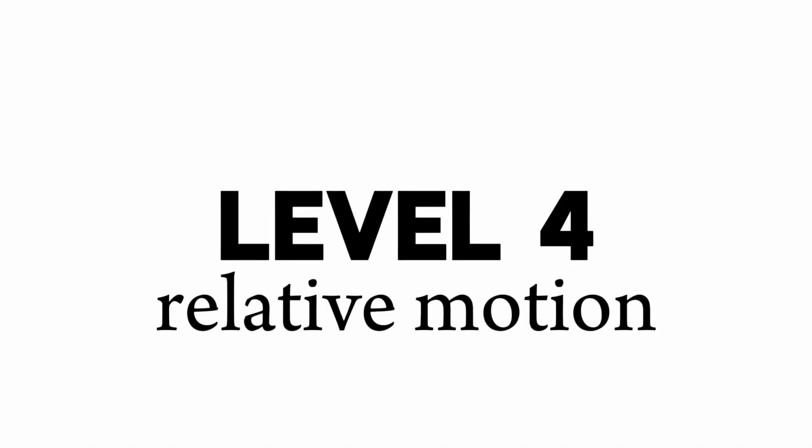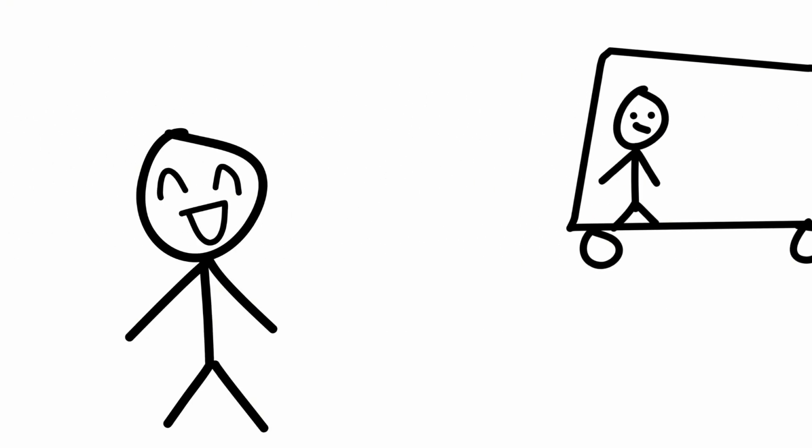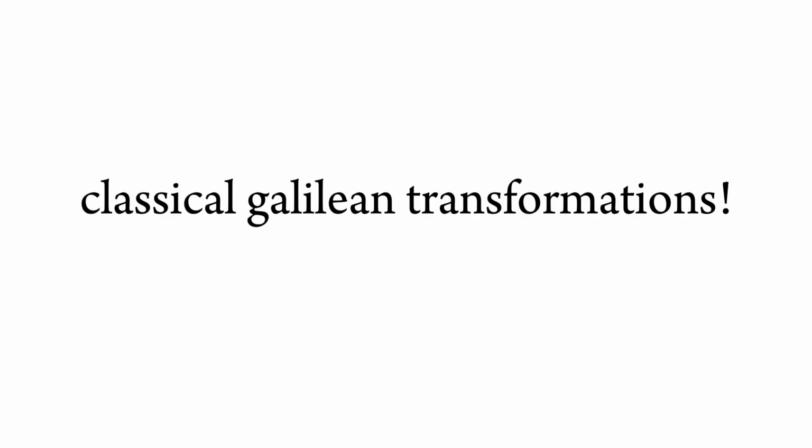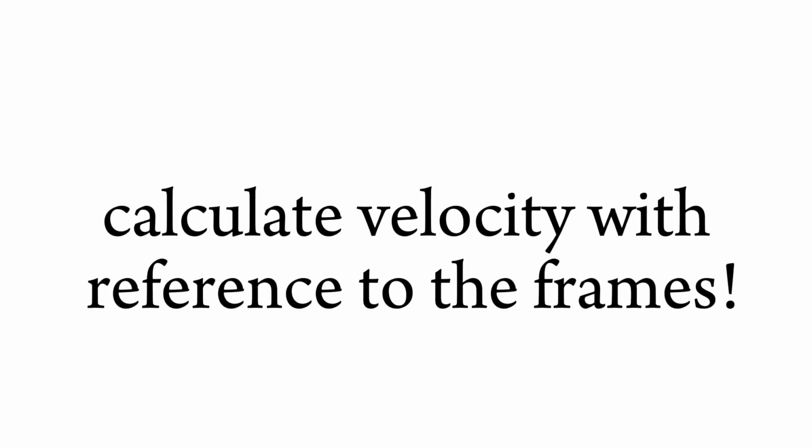In the fourth level, we now use relative motion and reference frames, like being still or on a car with some constant velocity. Here, we can use classical Galilean transformations to go from one reference frame to another, to calculate things like velocity relative to the moving or stationary frame.